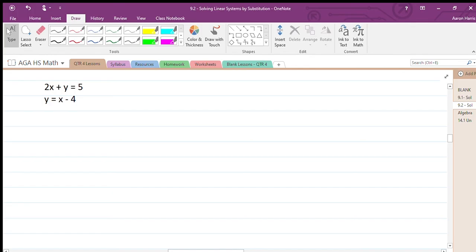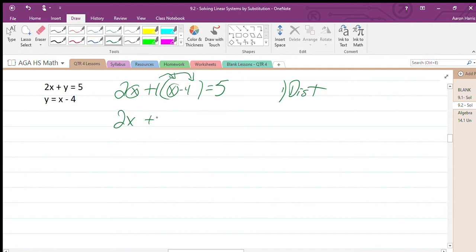All right, so now Y is equal to an expression. So I need to substitute it in again. 2X plus, instead of putting a Y, I'm going to use parentheses, X minus 4 is equal to 5. Just write it out when you substitute it in. Step 1. I look right here. I am going to what? Distribute. What am I distributing really? There's a positive 1 right there. So I distribute that in, and that makes the parentheses go away. So I have 2X plus X minus 4 equals 5.